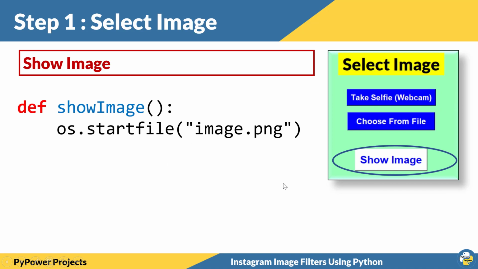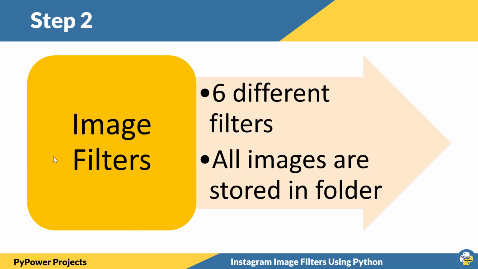Now the show image button. This one line of code is working behind the show image function: os.startfile, and you have to pass the file name in it, so it will open the image.png file in your default image viewer. Now step 2 is image filters. 6 different types of image filters are provided in this project, and all filtered images will be stored in a folder. So let's have a look at it.